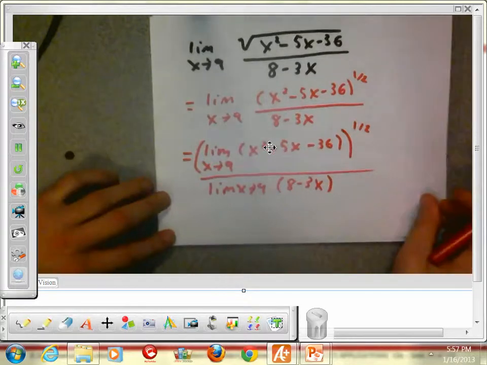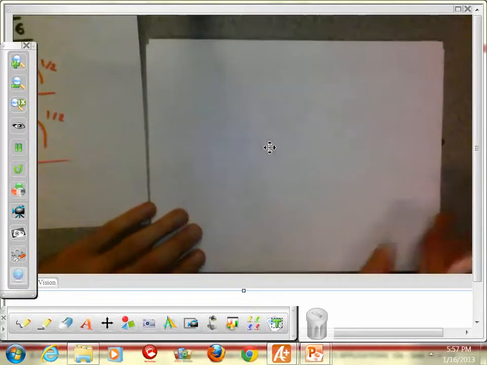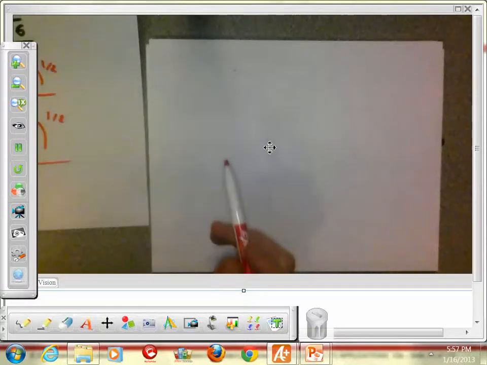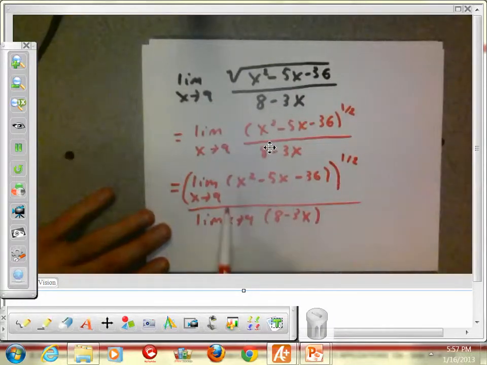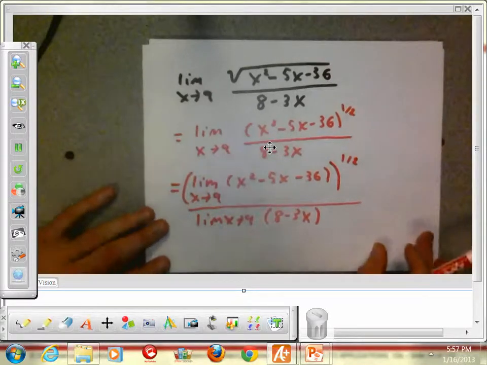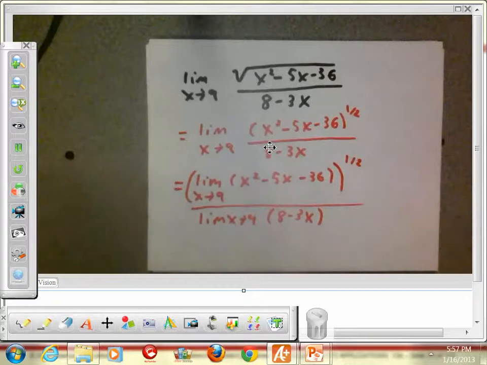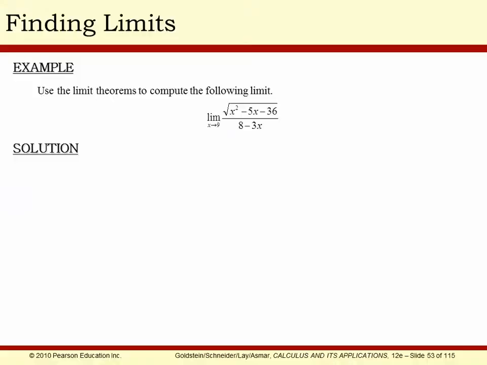So I'm just going through these steps kind of tediously. You might be able to see that you can just plug 9 in for x and be done, because I can split the limits over addition and subtraction. So I can take the limit of x squared, 5x, and 36 separately, do the same thing for the bottom, and I can pull out constants. So that's the basic idea. I'm going to finish that off on the slide, what I was doing.